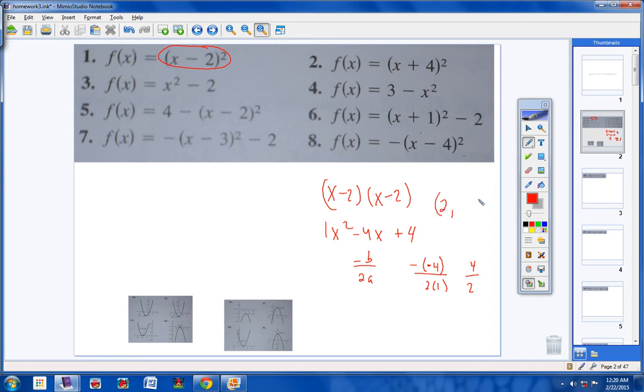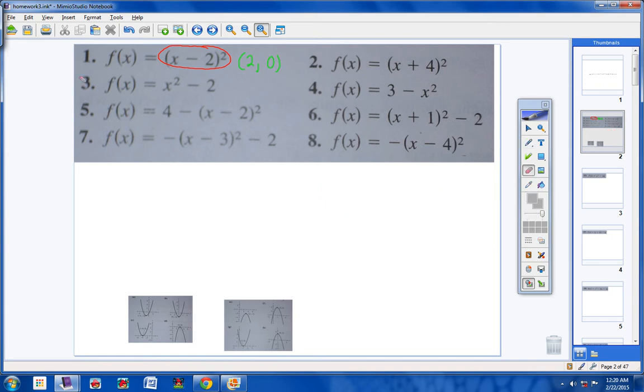Now if I take 2 and substitute it back into my original equation right here, 2 minus 2 is 0, and 0 squared is 0, so my vertex is 2, 0. So I'm going to go ahead and put 2, comma, 0 right there. Alright, and now we'll continue this for the rest of these problems, okay?